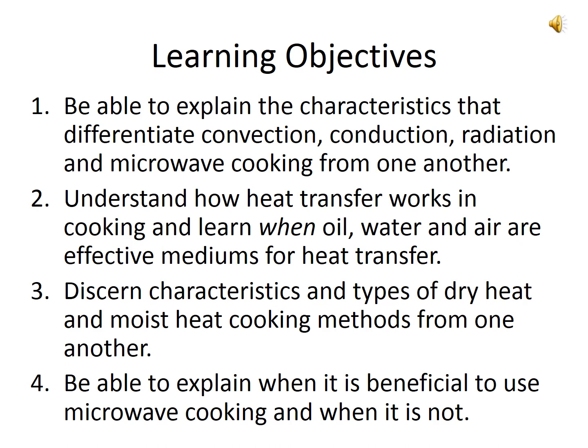So, be able to explain the characteristics that differentiate convection, conduction, radiation, and microwave cooking from one another. Understand how heat transfer works in cooking and learn when oil, water, and air are effective mediums for heat transfer. Discern the characteristics and types of dry heat and moist heat cooking methods from one another and be able to explain when it is beneficial to use microwave cooking and when it is not.